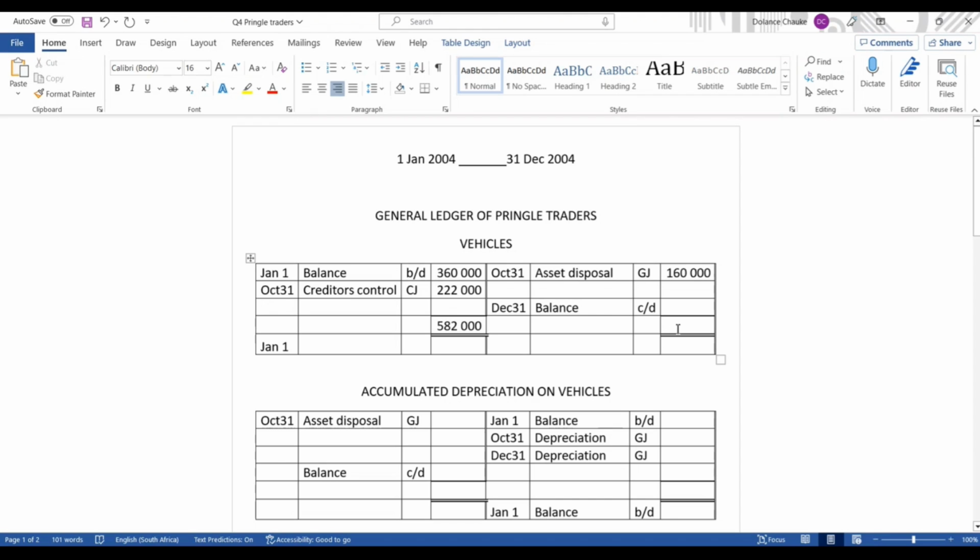Okay. After getting 582, you bring it this side again, right? And then you bring it on the credit side and then take 582 of the total, you minus the 160,000 of the asset disposal on top there and get the balance carried down. The balance carried down, balance c/d there. How much is it here? It's 422. 422,000. Yeah. Right. Now we're done with our thing.